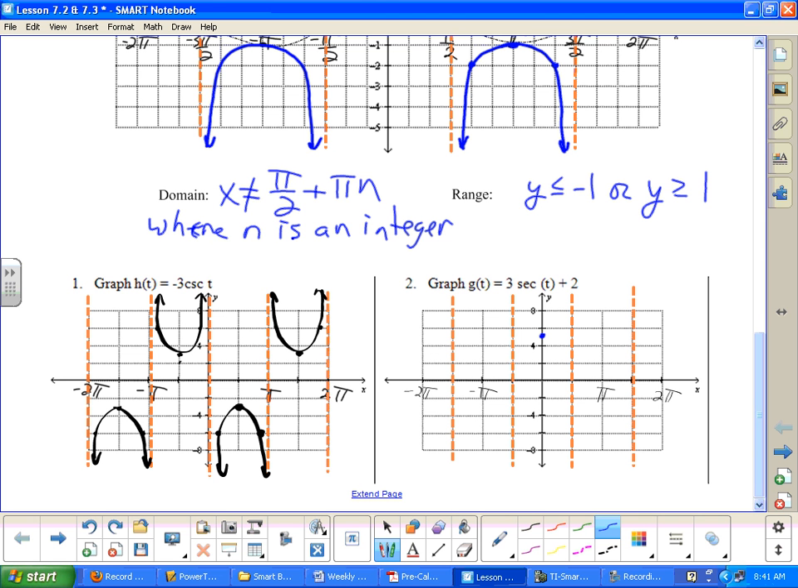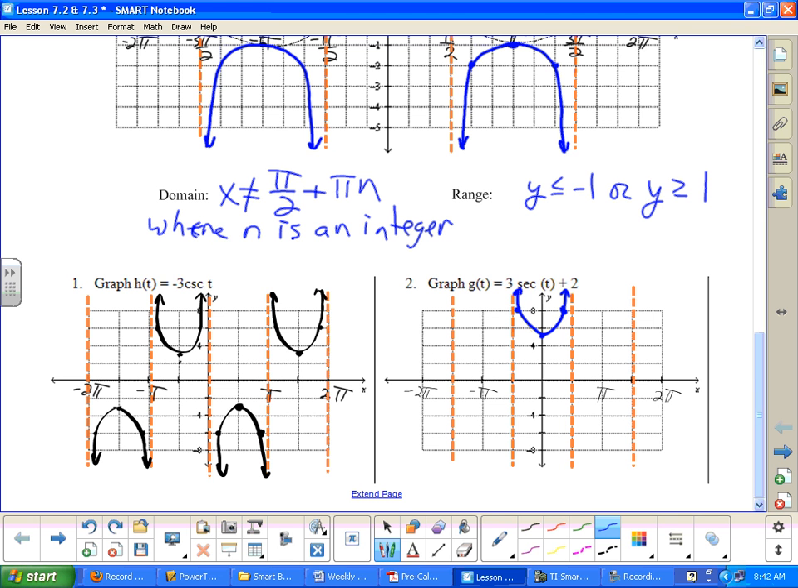Okay. Now our points on the edge then, those were 1/2, right? For cosine. So if I take the reciprocal of cosine, I get 2. 2 times 3 is 6, plus 2 is 8. So these are going to be at 8. Okay. Now let's look at the negative ones.